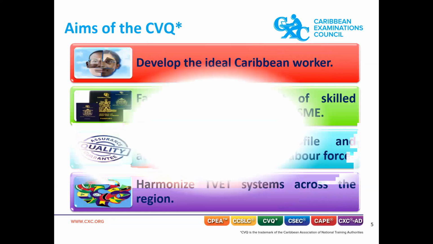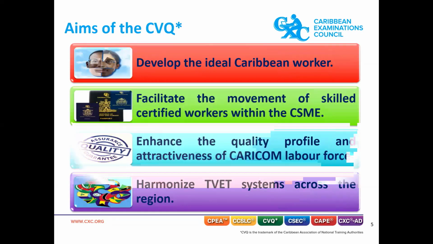You remember I told you that I'm going to ask you some did you knows? Yes, did you know that the aim of the CVQ is to develop the ideal Caribbean worker? Did you know? You could say yes or no. You could use the symbols. Did you know that the CVQ facilitates the movement of skilled certified workers within the Caribbean single market economy?